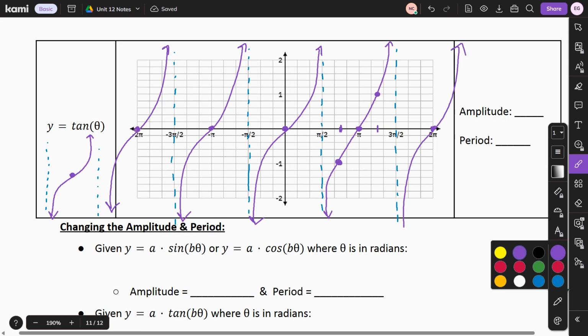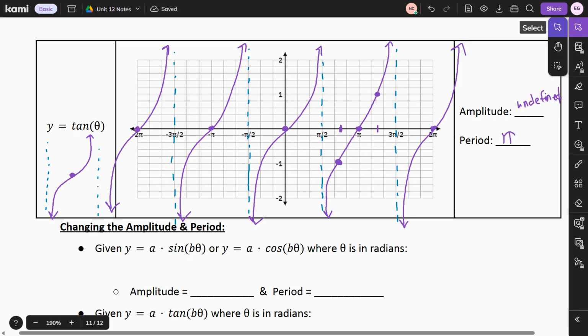So tangent's a weird one. Now, when it comes to amplitude, because it goes up and down forever, we're just going to say the amplitude is undefined, and the period is actually 1 pi. If you measure how far apart the asymptotes are, they are 1 pi apart. So it has a different period than our sine and cosine functions.